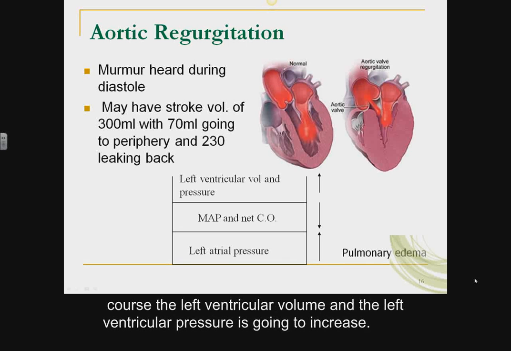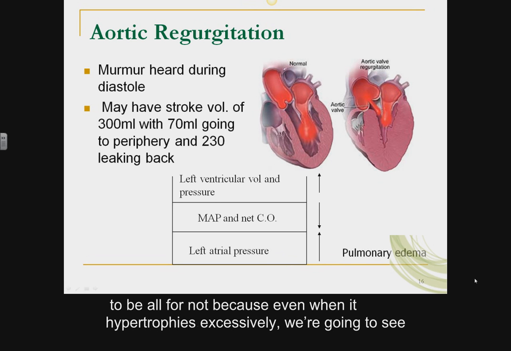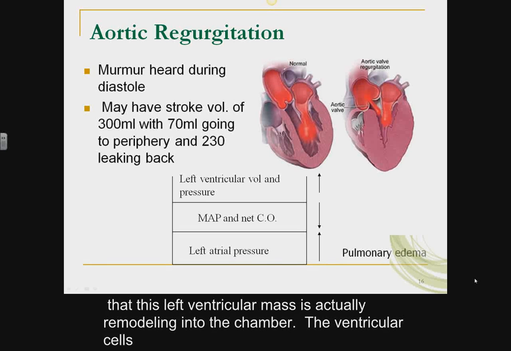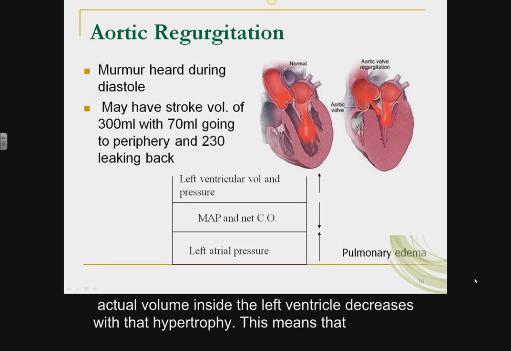Of course, the left ventricular volume and the left ventricular pressure is going to increase. And left ventricular volume meaning how large the left ventricle is. But this is going to be all for naught because even when the left ventricle hypertrophies excessively, we're going to see that this left ventricular mass is actually remodeling into the chamber. The ventricular cells grow more in width than height. So although the left ventricular mass increases, the actual volume inside the left ventricle decreases with that hypertrophy.